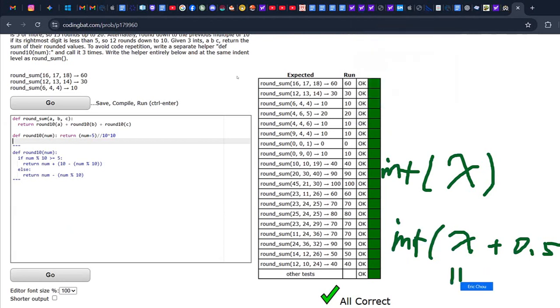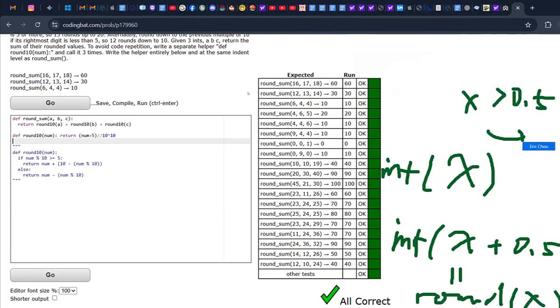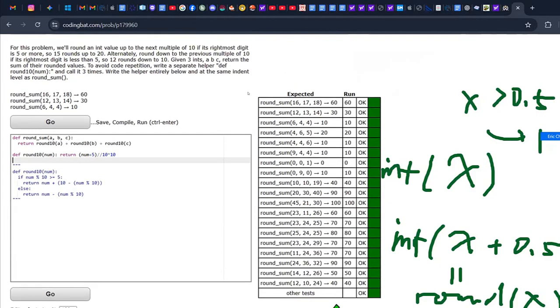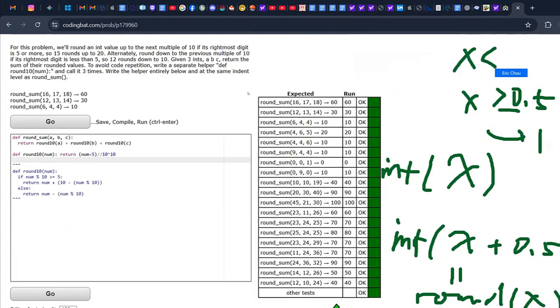This is the same as rounding of x. That means x greater than 0.5, you will round to 1, equal to 0.5 will round to 1, and x less than 0.5 will round to 0. This is single digit rounding. Here you want to round to 10, so you add 5 and divide by 10, which makes the number between 0 and 1, and then you times 10, you actually go back to rounding to 10, okay?